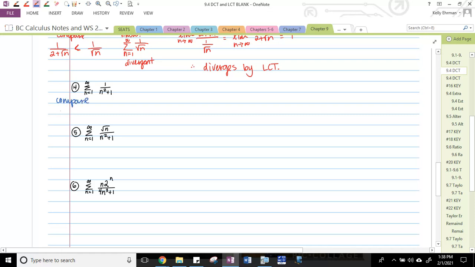Compare 1 over n squared plus 1 to 1 over n squared. Left side is smaller. What do I know? I know that the sum from 1 to infinity of 1 over n squared is another p series, but this one converges since p is greater than 1. The bigger series converges, pushing down on the smaller series. So I can get right to my conclusion and say, therefore, my unknown series also converges by DCT.